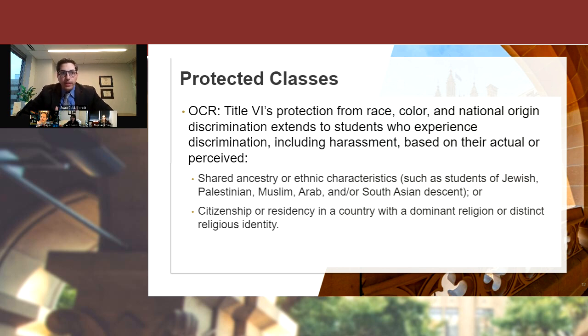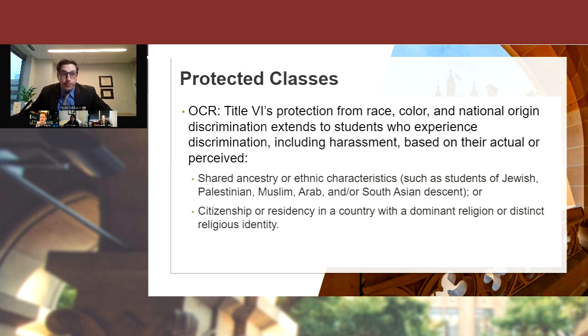But a really important piece of Title VI is how it's been interpreted by OCR, the Office for Civil Rights of the Department of Education. So Title VI's protections from race, color, and national origin discrimination extend to students who experience discrimination based on actual or perceived shared ancestry or ethnic characteristics. Here, as in the news recently, students of Jewish, Palestinian, Muslim, Arab, or South Asian descent, or actual or perceived citizenship or residency in a country with a dominant religion or distinct religious identity.